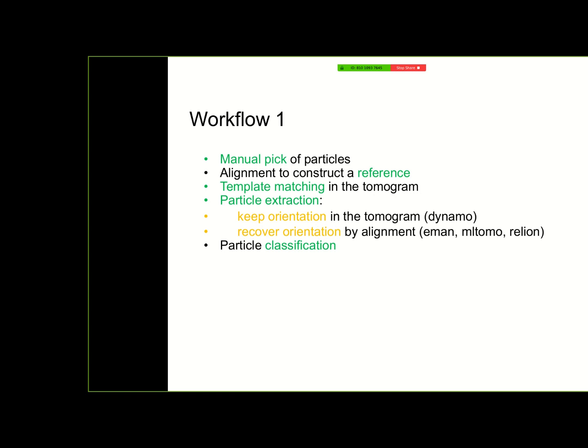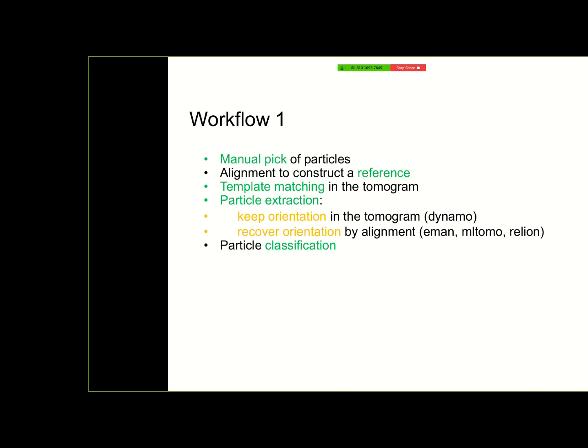And then in the extraction, you can have several possibilities. Either you keep the orientation of the particle in the cell, and that is the way Dynamo does, or you extract just the position with a kind of random orientation, random because it is not known how it is oriented in the cell, and then you recover the orientation by alignment. That is the approach of EMAN, ML Tomo in Xmipp, or RELION. And once you have recovered the orientation, you may go into a classification of all those particles.